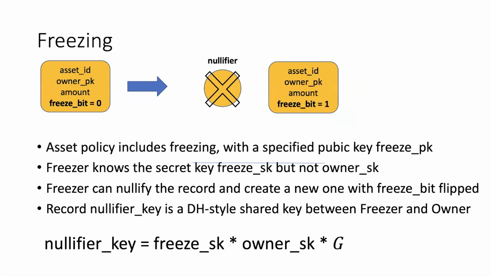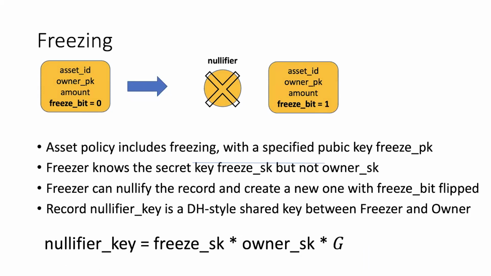So let me now say how freezing works. As I mentioned, we derive the nullifier key in a slightly different way from the usual way in order to do freezing. The idea is that freezing will appear to everyone else as just a normal transaction, like anything else. Nobody can see that something is being frozen. But we restrict things in a way so that the freezer can't spend the record normally because it doesn't have the owner key of the record, but it can derive the nullifier.